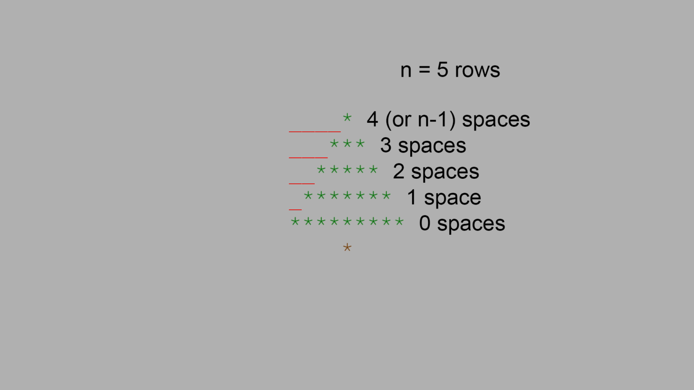But how many spaces? The bottom layer is going to be the largest one, and it shouldn't need any spaces at all. The layer above it will need to be 1 space over, and then the one above that will need to be 2 spaces over, and so on and so forth. The top layer, for n equals 5, needs 4 spaces, since we started counting at 0 spaces, and we'll reach n total layers at a count of n minus 1 spaces.